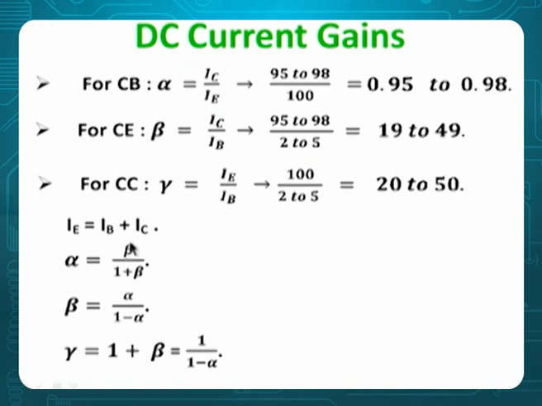When the currents are decided, you can say what alpha, beta, gamma are. Now, IE is equal to IC plus IB. If you substitute that, you can convert everything. All currents we can convert. Alpha is beta by 1 plus beta. Beta is alpha by 1 minus alpha. Gamma, 1 plus beta, is equal to 1 by 1 minus alpha. These are the DC current gains. So DC current gains have a direct impact from base doping and base width.